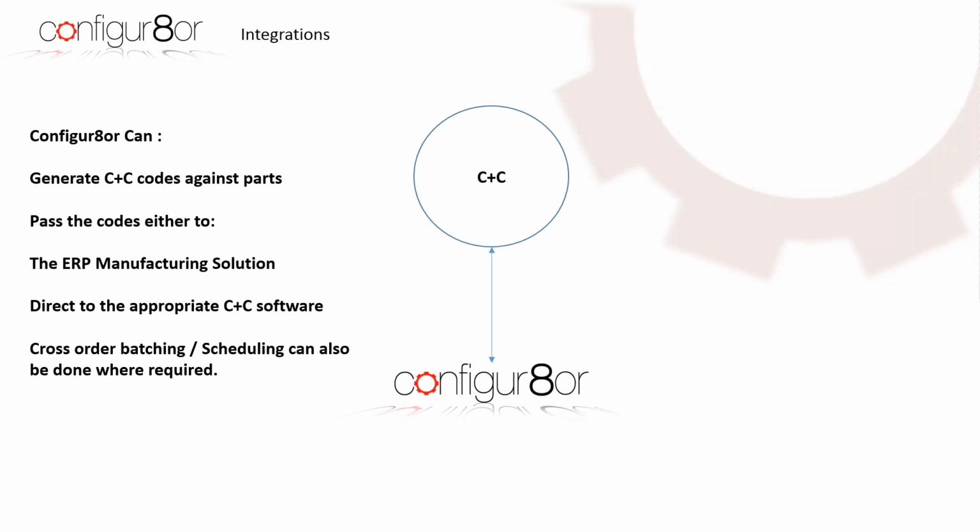We're now moving on to CNC software, also known as computer-aided manufacture. This generates CNC codes against parts. So, for example, a series of tooling operations and dimensions of where they should be applied could be created and passed across either to the ERP manufacturing solution or direct to the appropriate CNC software. Where specific batching is required and not available within the ERP, you can do cross-order batching, either at the product or model level, to suit whatever properties you require, and batch those items together, and then pass them back to the CNC in the way we've already outlined.